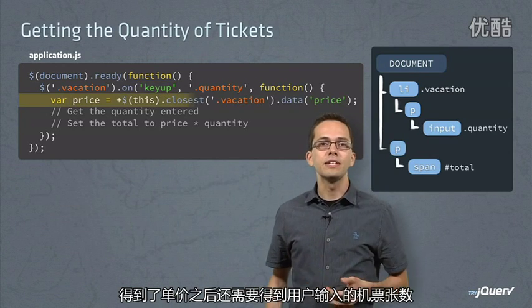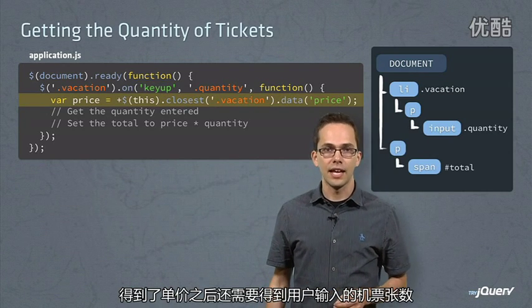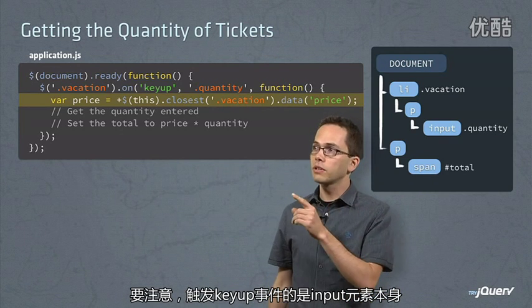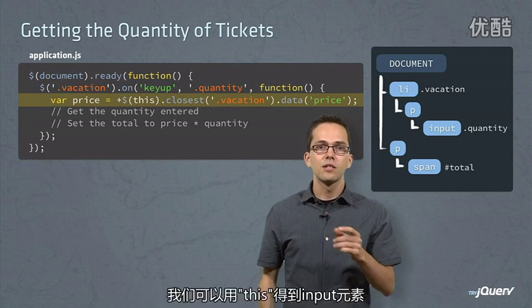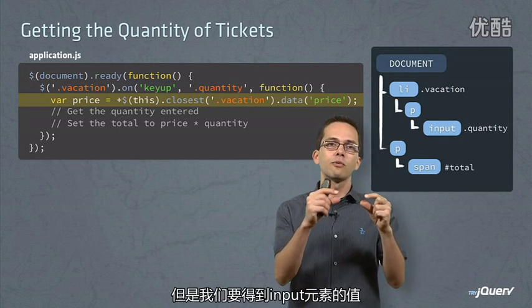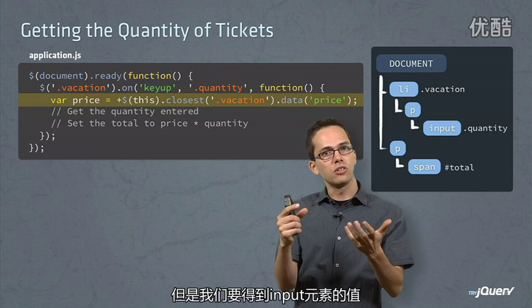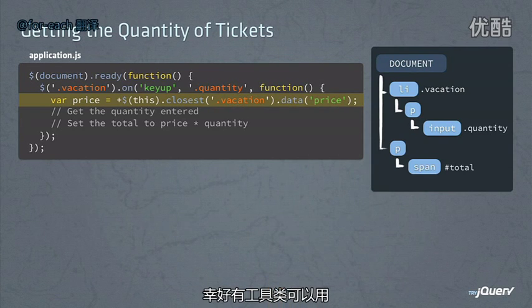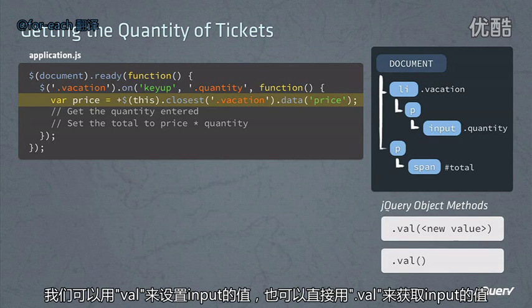So we have the price, but we need to get the quantity that the user entered. Now remember, it's the input field itself that is triggering the key up event. So we can probably use this to get that input field. However, we need to get the value out of that input field. Luckily, we have some helper methods. We can use val to set the input value or just .val to get the input value.